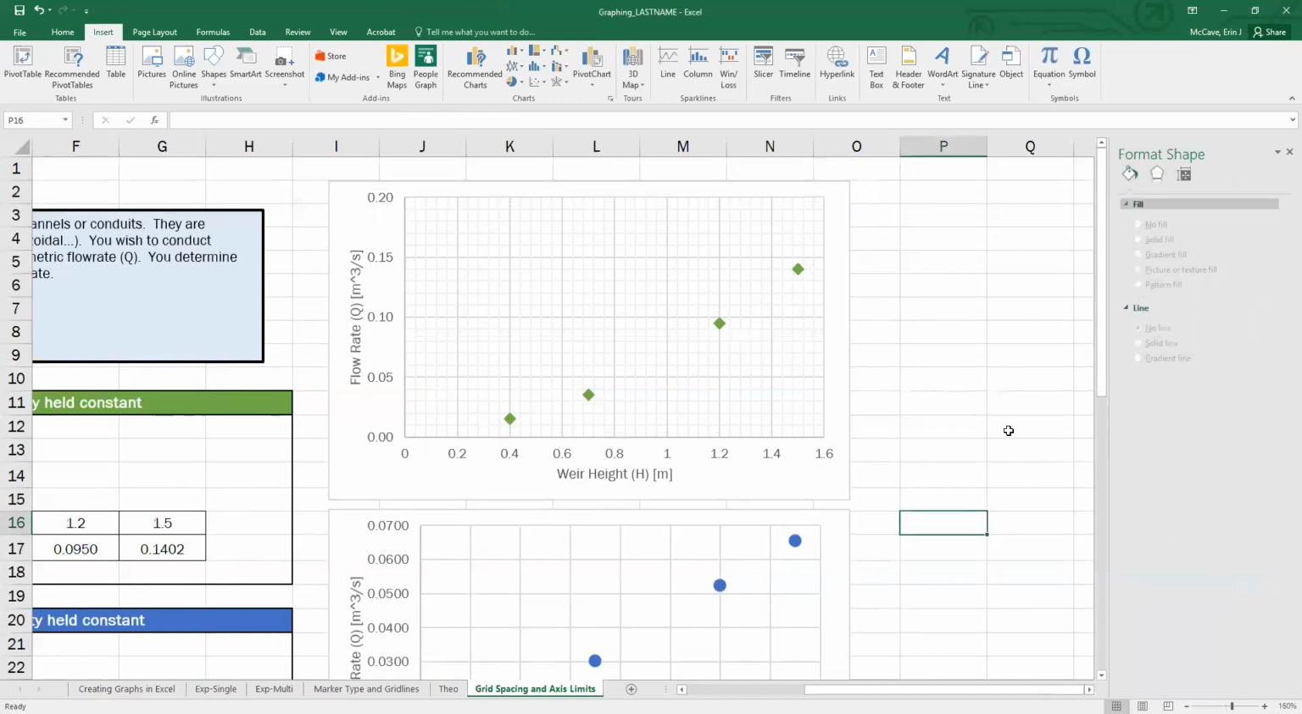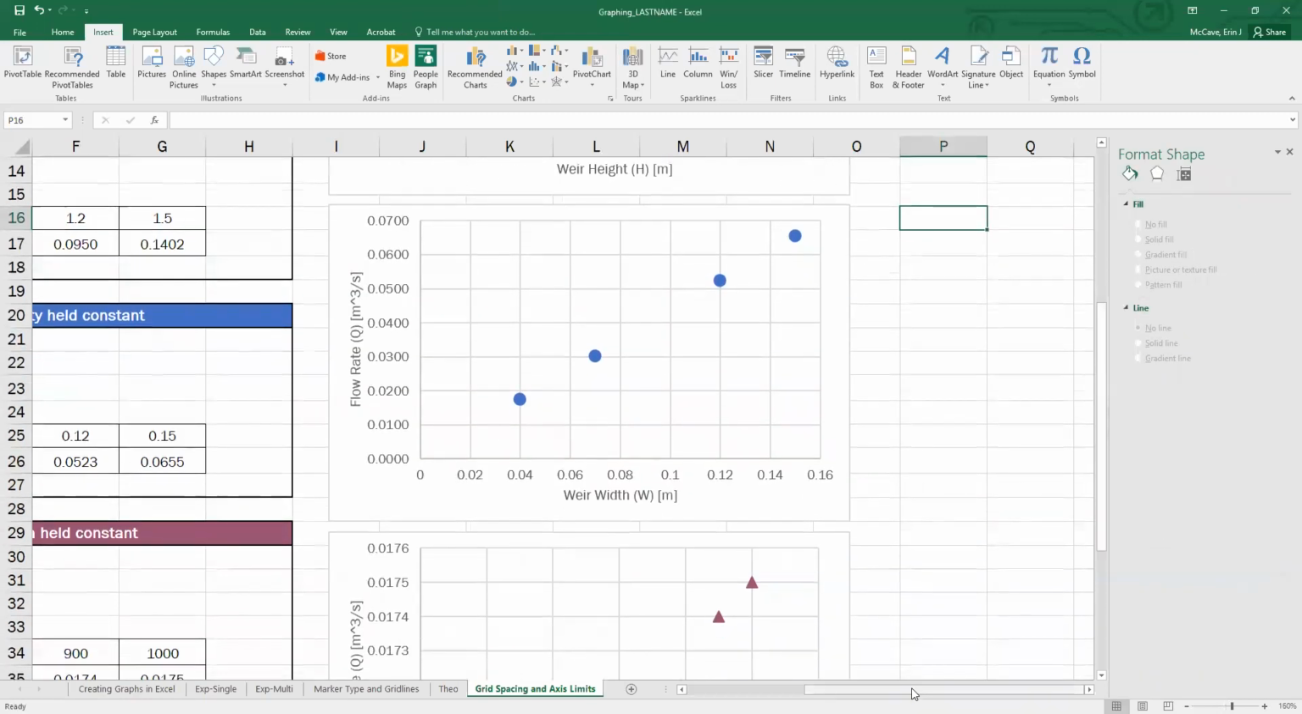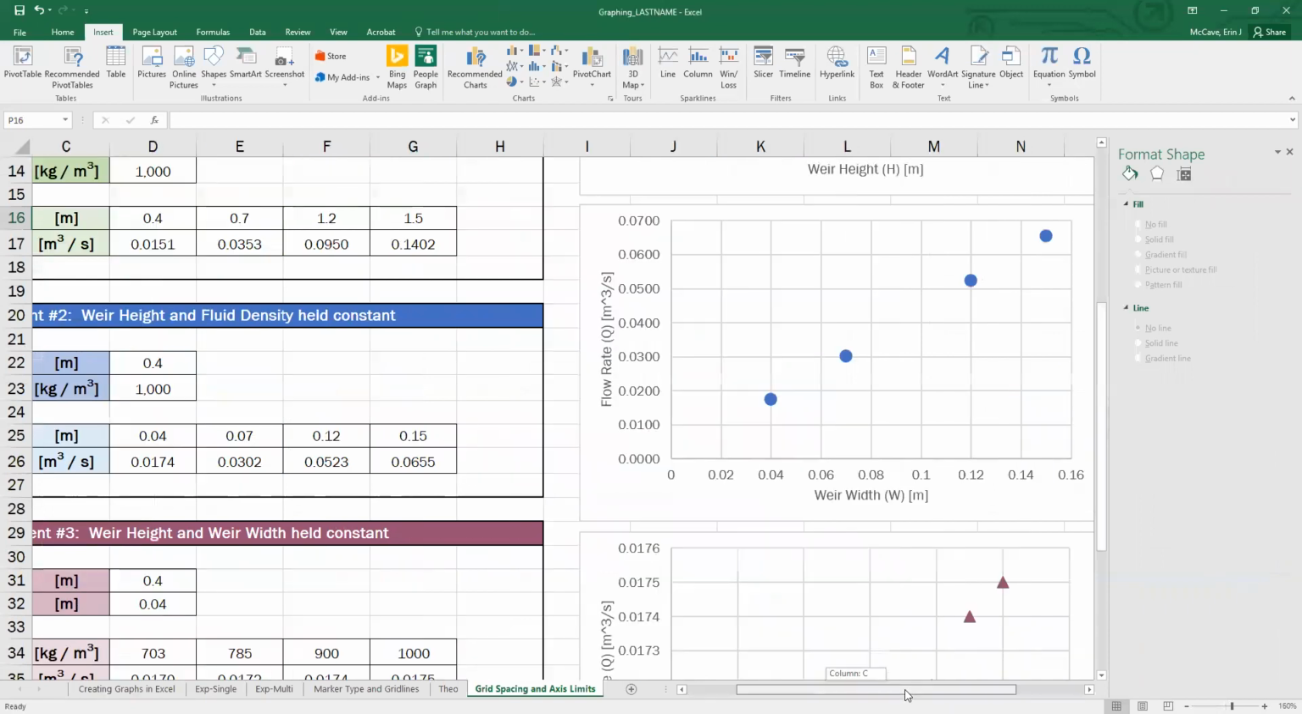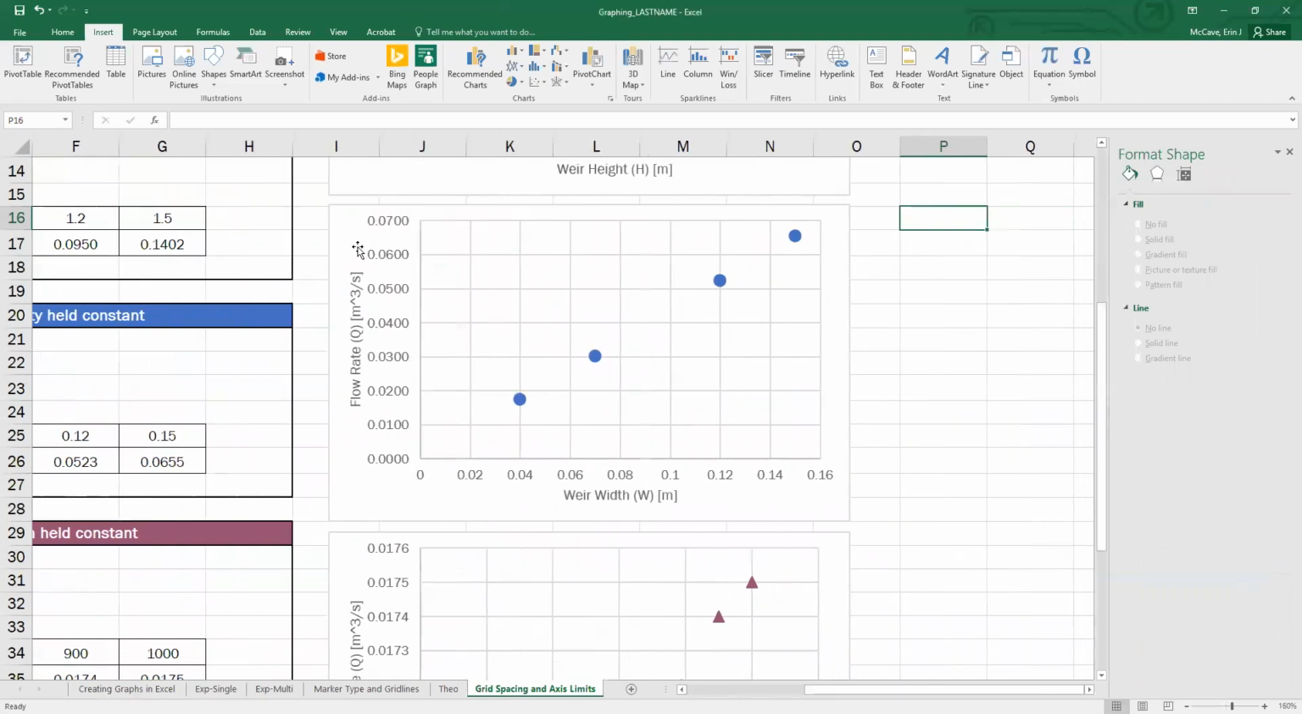Let's look at our second graph, where we are comparing our weir height and fluid density held constant. We're looking at the weir width against the flow rate that is occurring. Again, we've got some increments here, so we're moving in 0.01 as our major increments on our ordinate for our flow rate. Maybe we want to leave this as we've got it, with 0.02 on the bottom for our major increments.